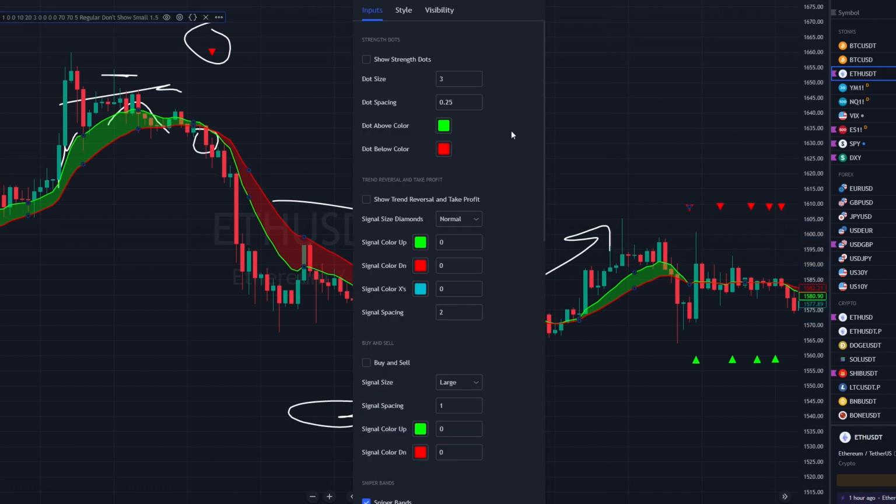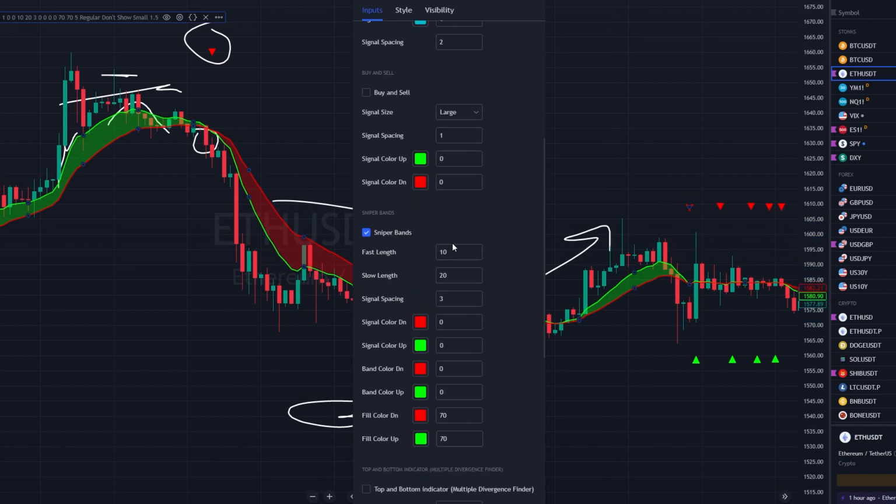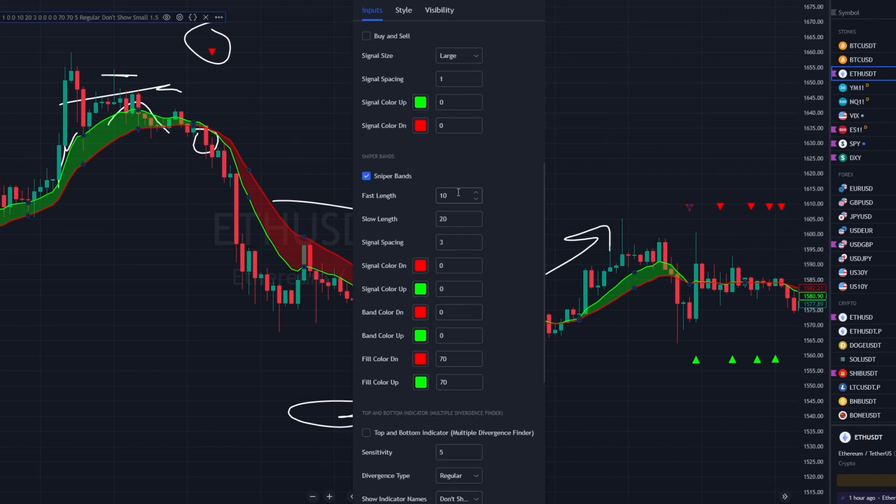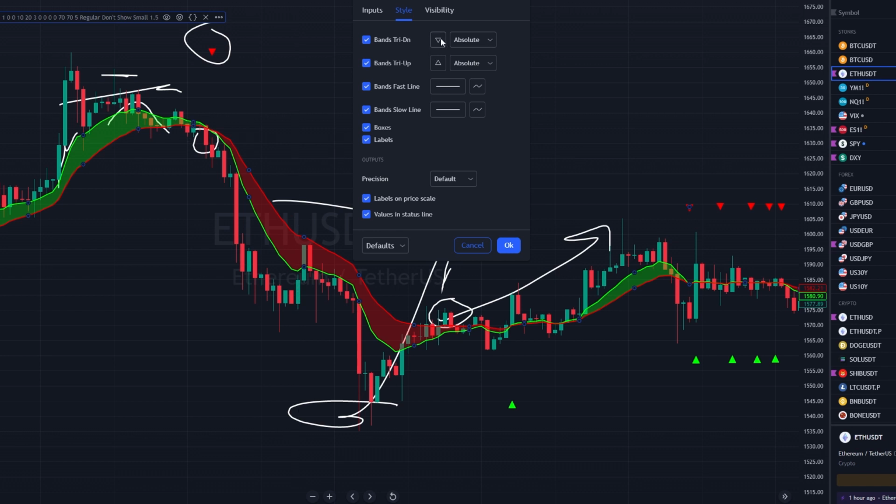You can go into the indicator and change the bands. You can change the fast length to different inputs that you want. Slow length, you can change the spacing. And if you go to the style area, you can change the specific symbol, where the symbols pop up, the bands, the length of the bands, all the different things that you can change.